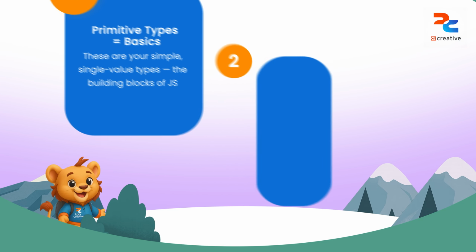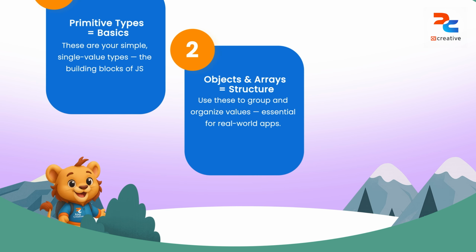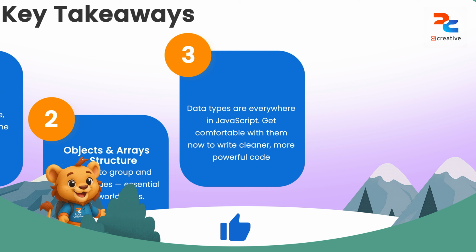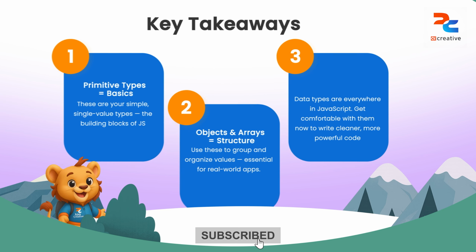So to sum it all up, primitive types are your basic building blocks, simple and single values. Objects and arrays are structures used to organize and group values together. You will use these types constantly as you build real applications. Get comfortable with them now and you will be able to write cleaner, more powerful code as we move forward.